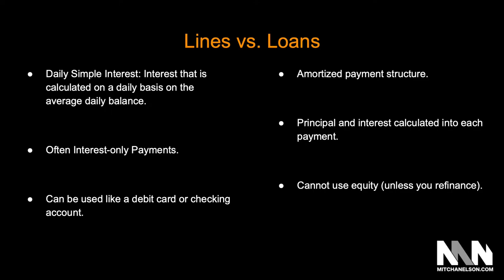In a loan, principal and interest are calculated into each and every payment, but loans are one-directional, so you can't actually access the principal paydown unless you refinance that loan, which they want you to do. So it's just a lose-lose situation with a loan. Also, like we said, you cannot use the equity unless you refinance.